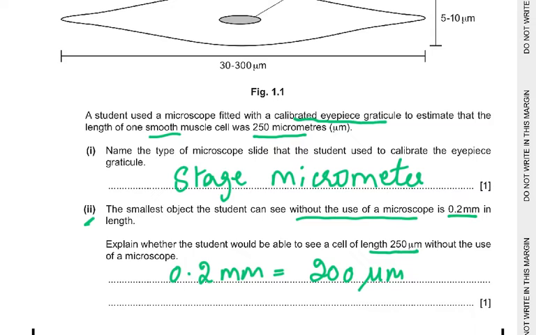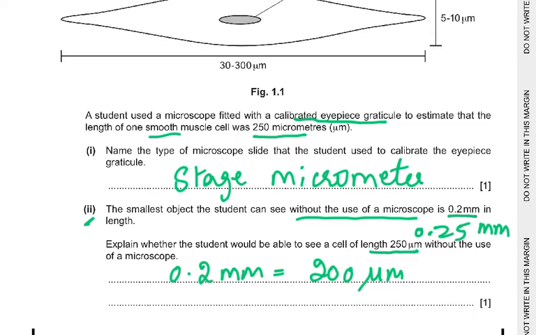So 0.2 millimeter is the smallest that the student can see. This is less than 0.25 millimeter, because 250 micrometer is equal to 0.25 millimeter. So the student can see less than 0.25 millimeter.